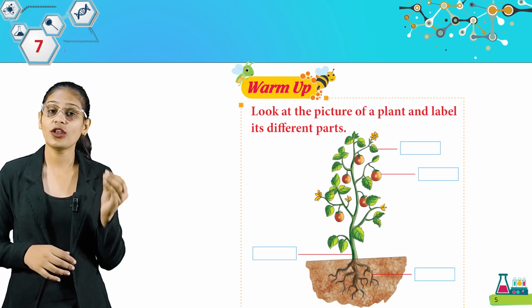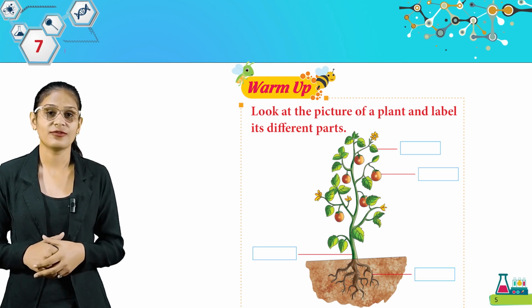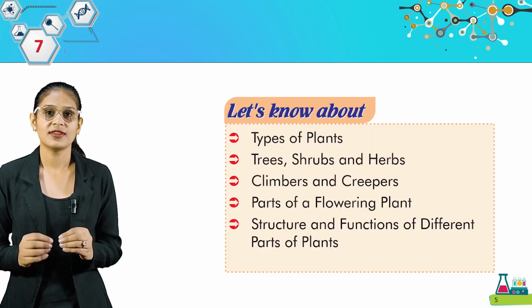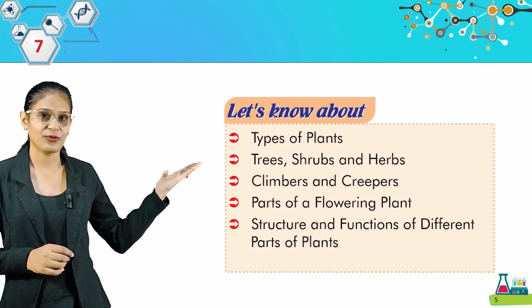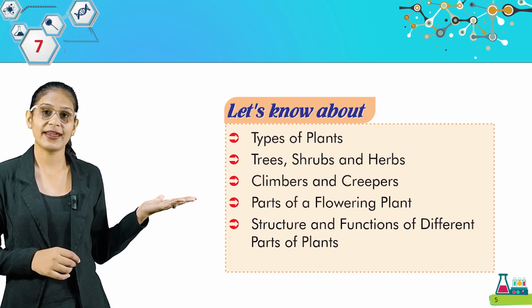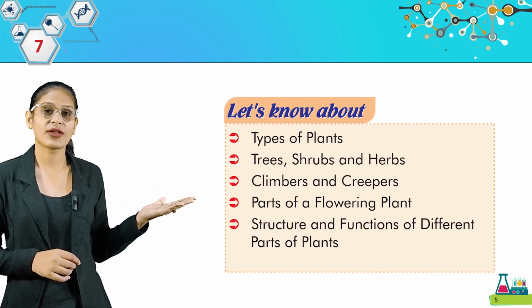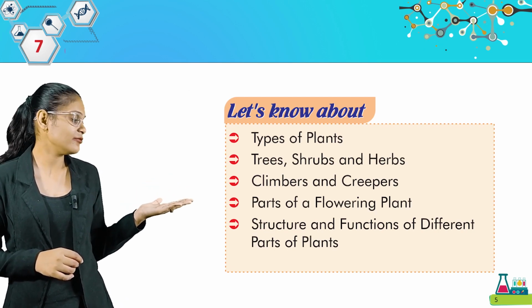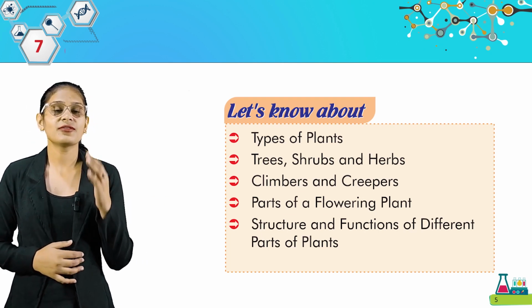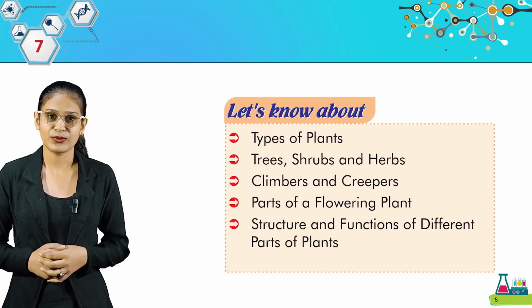So students, all of you know about the parts of a plant because these are very basic, so you can do it by yourself. Let's know about types of plants: trees, shrubs and herbs, climbers and creepers, parts of a flowering plant, structure and functions of different parts of a plant. So these are the topics we are going to discuss in this chapter.